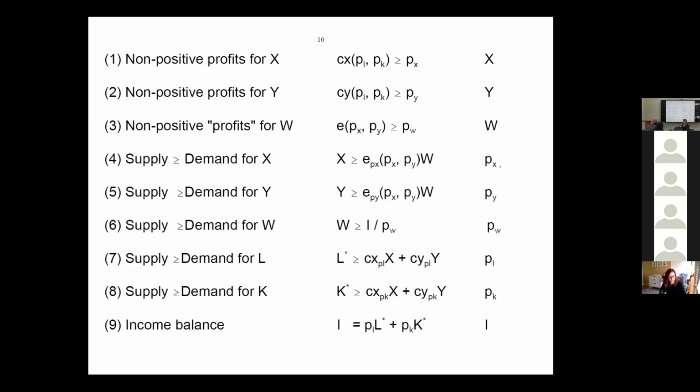The key thing is that the C function is linearly homogeneous. Cx and Cy and E are all linearly homogeneous. If I multiply the prices by a constant, the cost goes up proportionally. There's no money illusion in this model. It's strictly just multiply through, and everything goes up the same way.